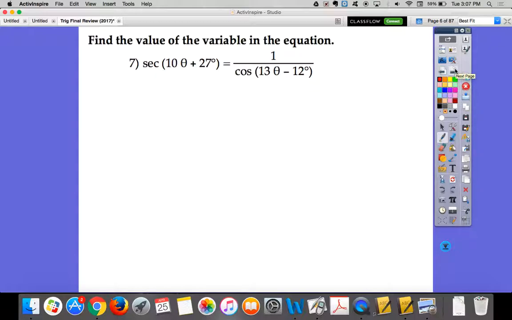Okay, find the value of the variable in the equation. Well, first thing you have to do is figure out what is going on. There's got to be a relationship that you can work with. We have secant on the left, and we have 1 over cosine on the right. Hopefully it dawns on you that secant and cosine are reciprocals, and this is written as reciprocals, which means my angles must be equivalent. So I'm going to take the angle here and set it equal to the angle over here, and just solve the basic algebraic equation.